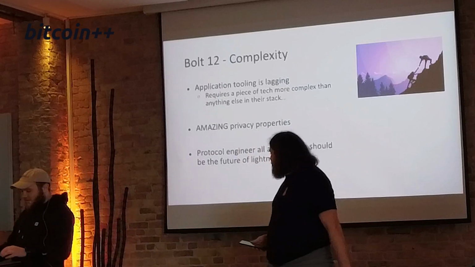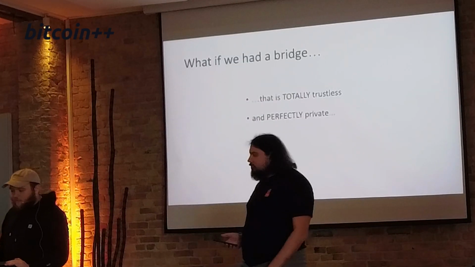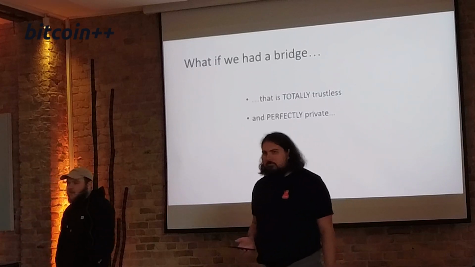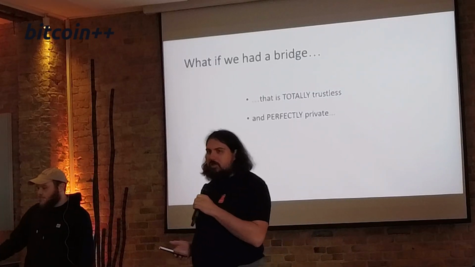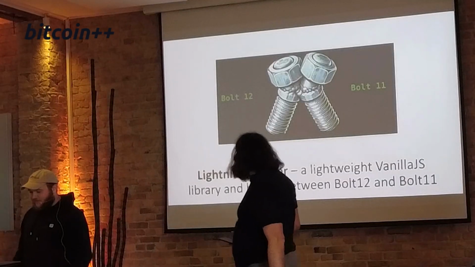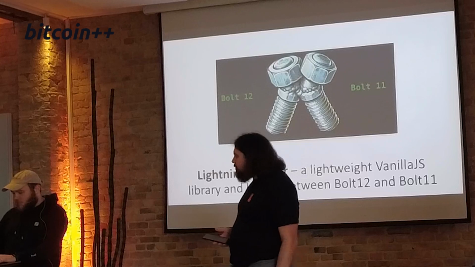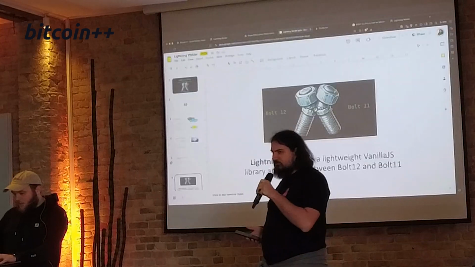And so this is a massive mountain to move. But what if we had a bridge that is completely trustless and perfectly private? Can you imagine the future of the Lightning Network? Absolutely. If only there was a protocol like this, and there is now. It's called Lightning Welder, a lightweight vanilla JS library and bridge between Bolt 12 and Bolt 11. Let's do a demo. Future is now.